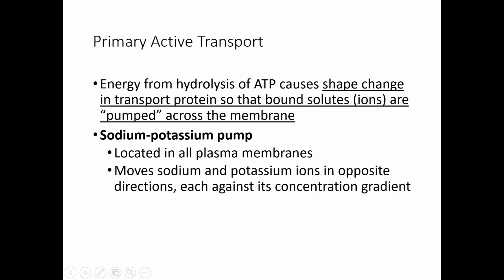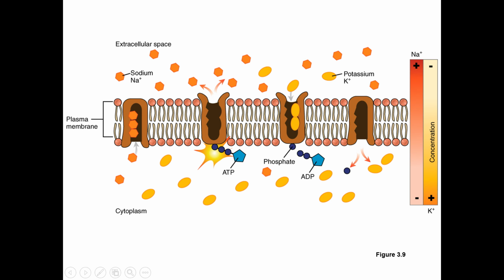Sodium-potassium pump is the most important example of primary active transport. It's located in all cell membranes, and it moves sodium and potassium ions across the cell membrane, but in opposite directions, each against its concentration gradient. So that is a cell membrane. That is your protein, the sodium-potassium pump, and that's what happens.